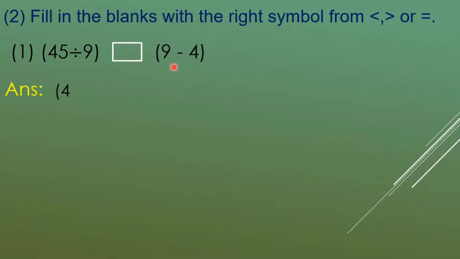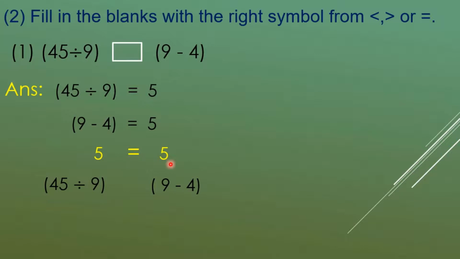For that we have to find out the value of these two expressions and then we will compare those values. So the value of expression 45 divided by 9 is equal to 5 and the value of expression 9 minus 4 is equal to 5. So as you can see the values of these two expressions are the same. So we write the equal to symbol in the box.